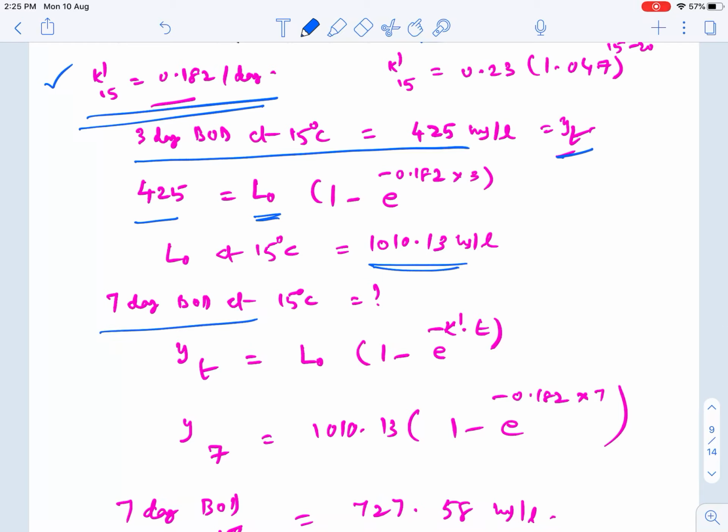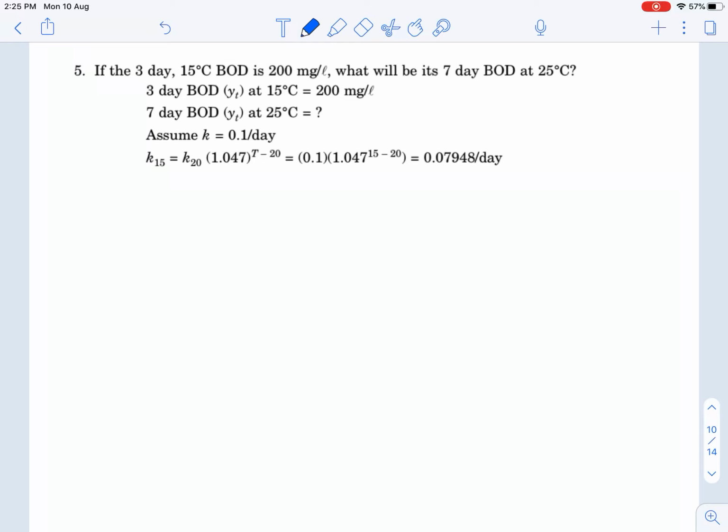We'll do another problem, which is a very critical problem. In this, if the 3-day BOD at 15 degrees centigrade is 200 milligrams per liter, what will be its 7-day BOD at 25 degrees centigrade? If you just concentrate here, he has given 3-day BOD at 15 degrees centigrade. And what is the requirement? 5-day BOD at 25 degrees you have to calculate.